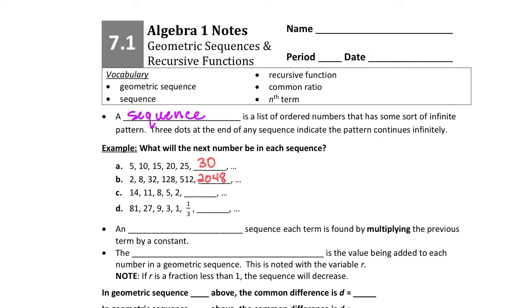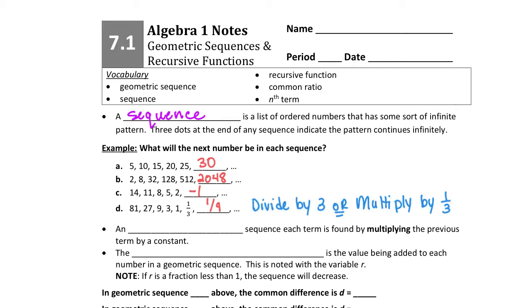Let's see if you can figure out example C on your own. Example C, we're subtracting 3 each time. So if I do 2 minus 3, that would give me -1. D is tricky. Let's see if you can get D on your own. This one was tricky. We're multiplying by 1/3 each time, or you could think of it as dividing by 3 each time. Those are equivalent statements. The next number in my sequence is 1/9.